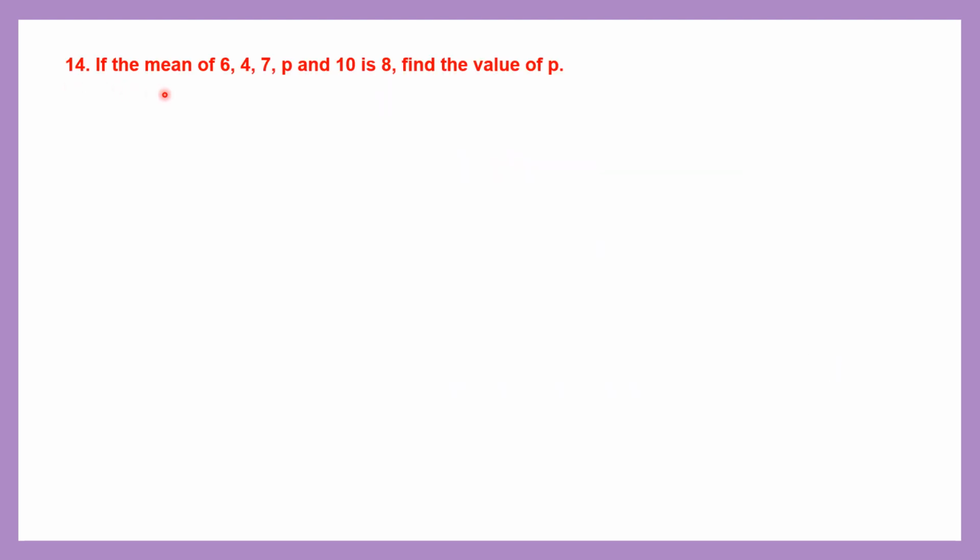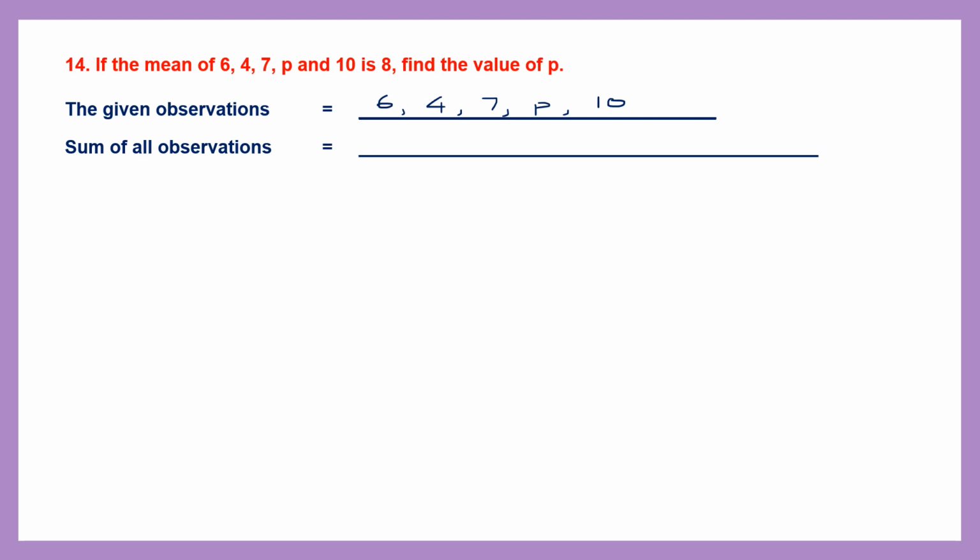Question 14. If the mean of these numbers 6, 4, 7, p and 10 is 8, find the value of p. Now, what are the given numbers? 6, 4, 7, p and 10. And the sum of all observations, these are the steps we're going to follow: 6 plus 4 plus 7 plus p plus 10. So add up all the numbers.